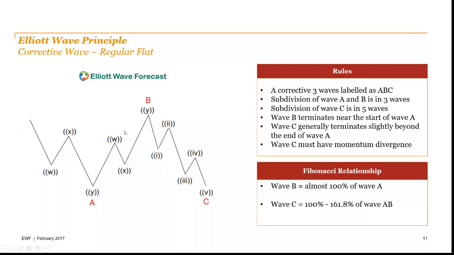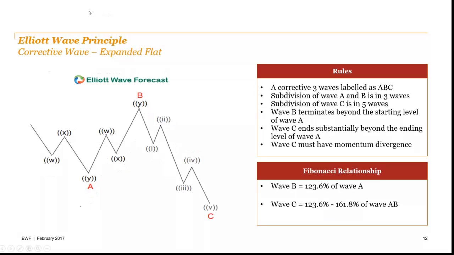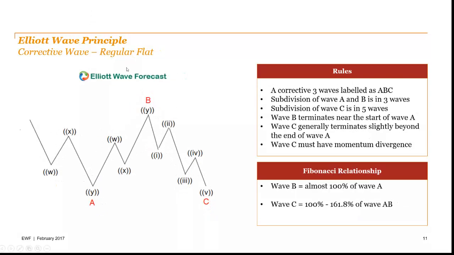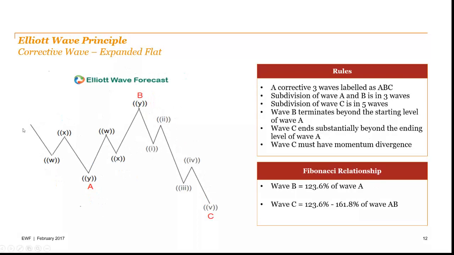Here we have the expanded flat. The B breaks above the beginning of A. That's the difference between the expanded and the regular. This B does not break, this one breaks. And then the C is also very long, 5 waves, and breaks more than A. So the C usually is around 123.6 to 161.8. And then the B usually slightly breaks above it, around 123.6% of this wave A. Other than that, the rules are the same. It's just slight differences here in terms of where the B and the C are going to be.